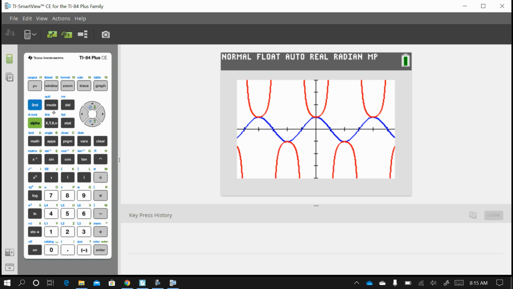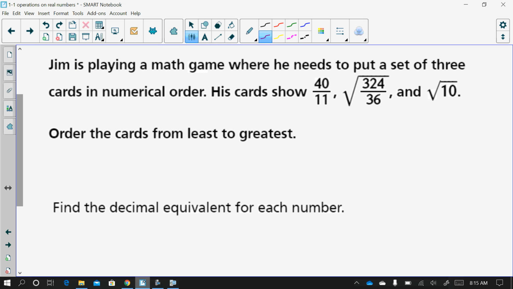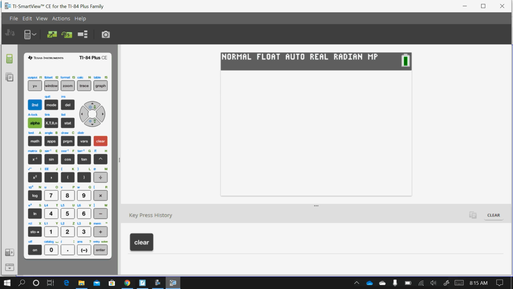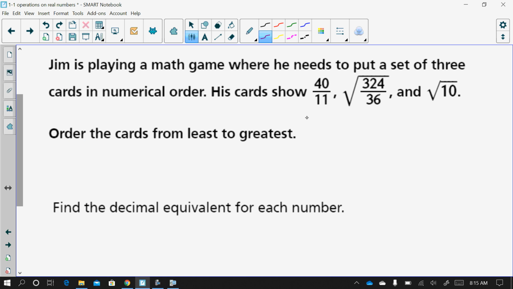Okay, so let me just clear everything I have here. I'm looking at 40 over 11, so I'm just going to type 40 divided by 11. I get 3.636 repeating, so I'm going to round it to 3.64. Next thing we do is the square root of 324 over 36.